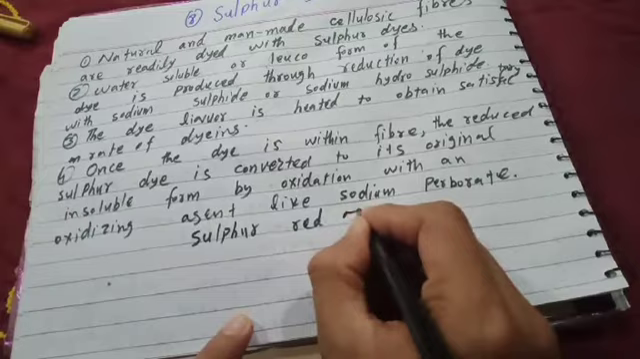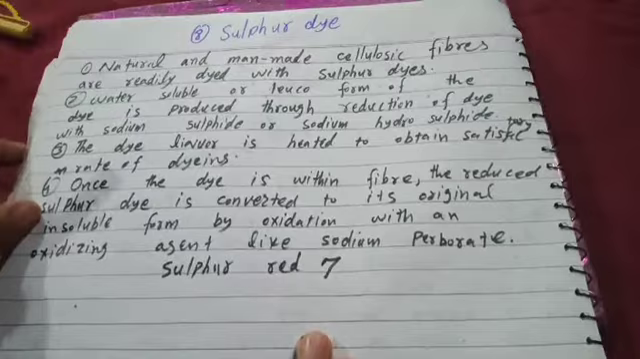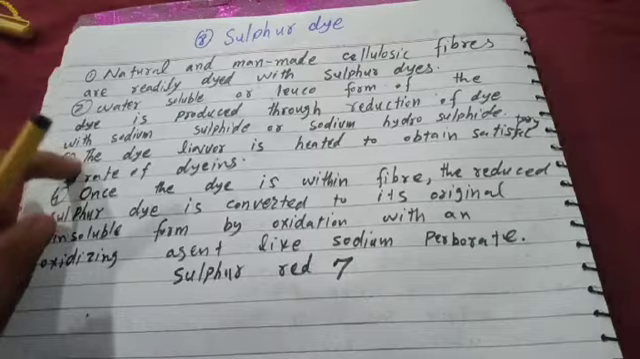Sulfur red 7 is the example of sulfur dyes. There are 4 points related to sulfur dye. Sulfur dye is most important. It has been asked in exams many times. So the structure of the sulfur dye is, first, a benzene ring like this.